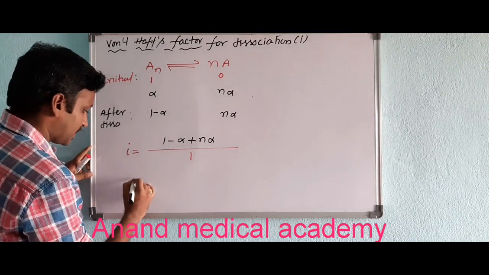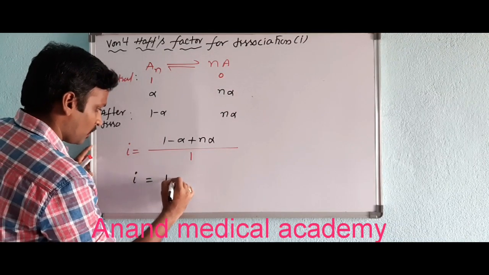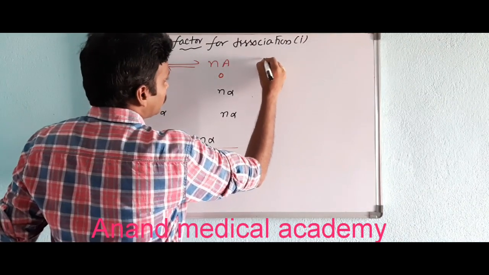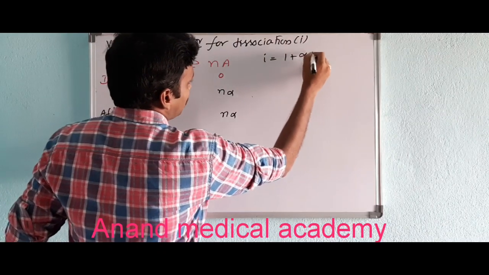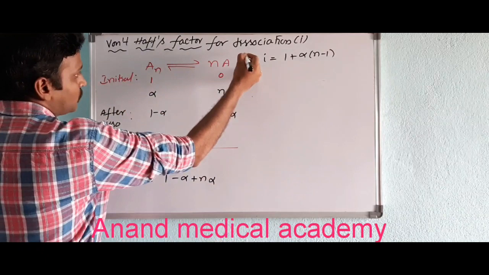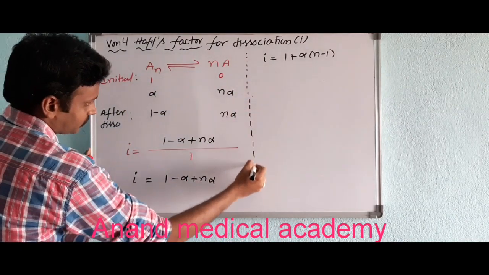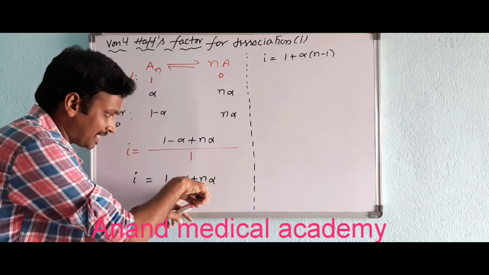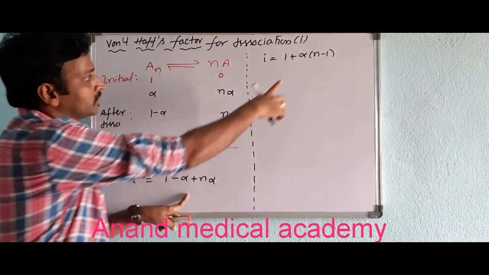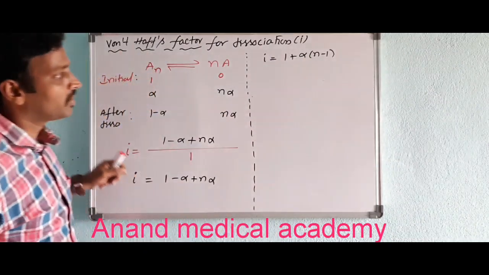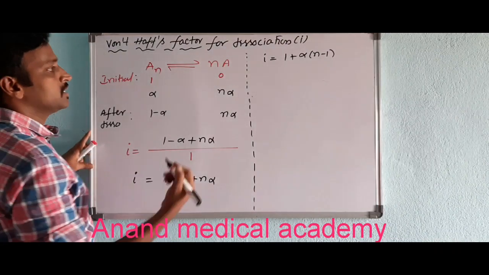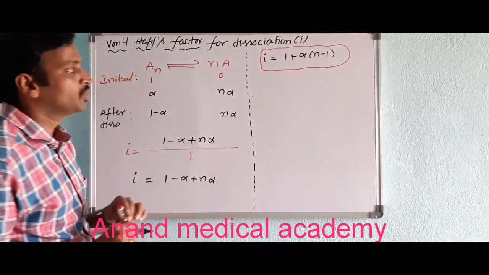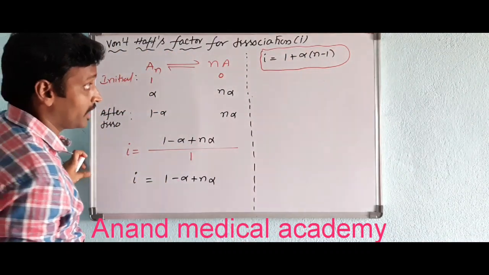So this is I. I is equal to 1 minus alpha plus N alpha. If alpha is taken common, you have N alpha minus alpha, so I is equal to 1 plus alpha into N minus 1. Alpha is common here. So I is equal to 1 plus alpha into (N minus 1). This is exactly I.